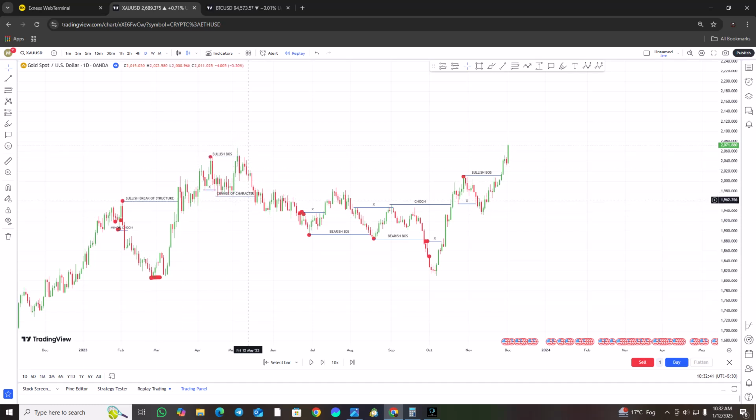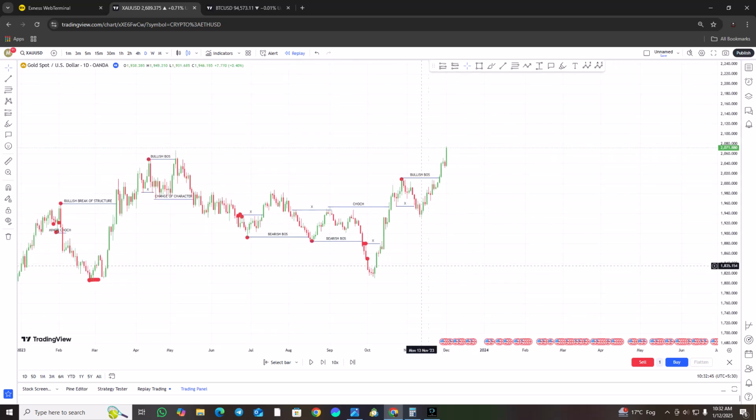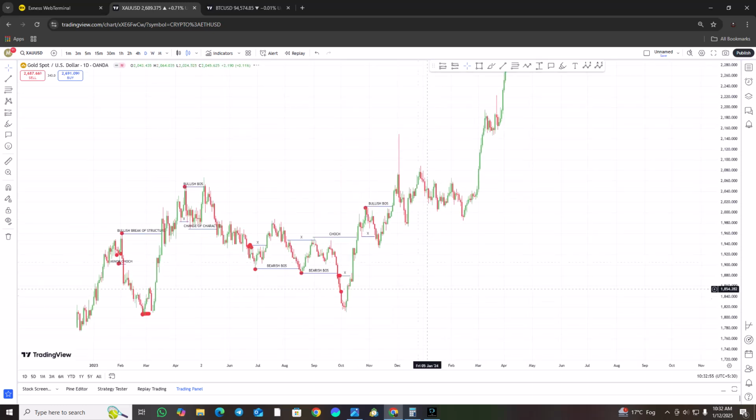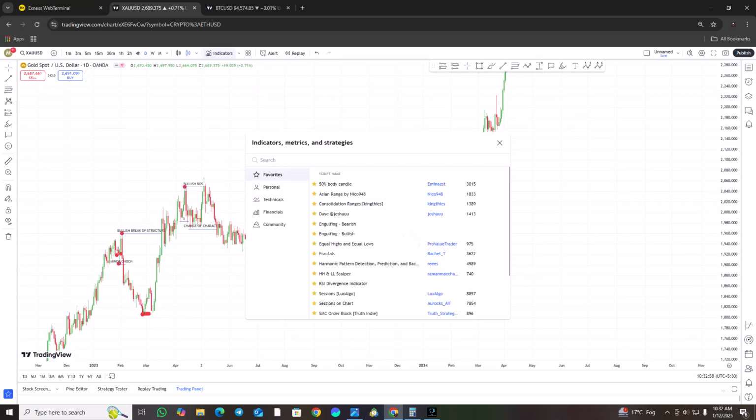Once there is a change of character, we can say the market went down and gave a bearish momentum. We saw two bearish momentums and a few bullish momentums. I have an indicator too. I'm going to cancel this. So this is the place where we marked.